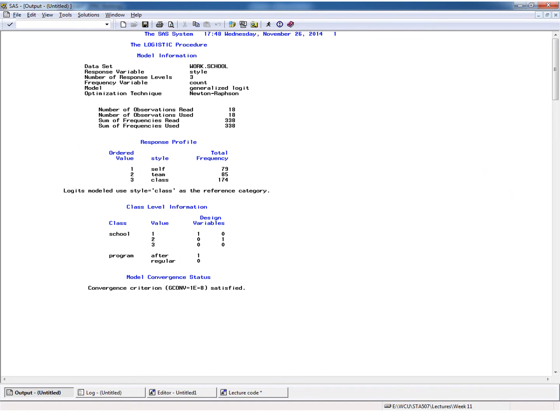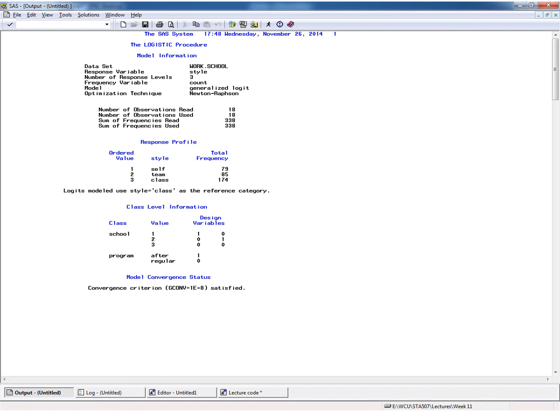So here's our output. Notice on the very, very top it says model generalized logit. So that's what we want it to be doing. It gives us that response profile, right? It says it looks like most people picked class, 174 students felt comfortable with the traditional way of doing things. Maybe that's why it's the traditional way of doing things.